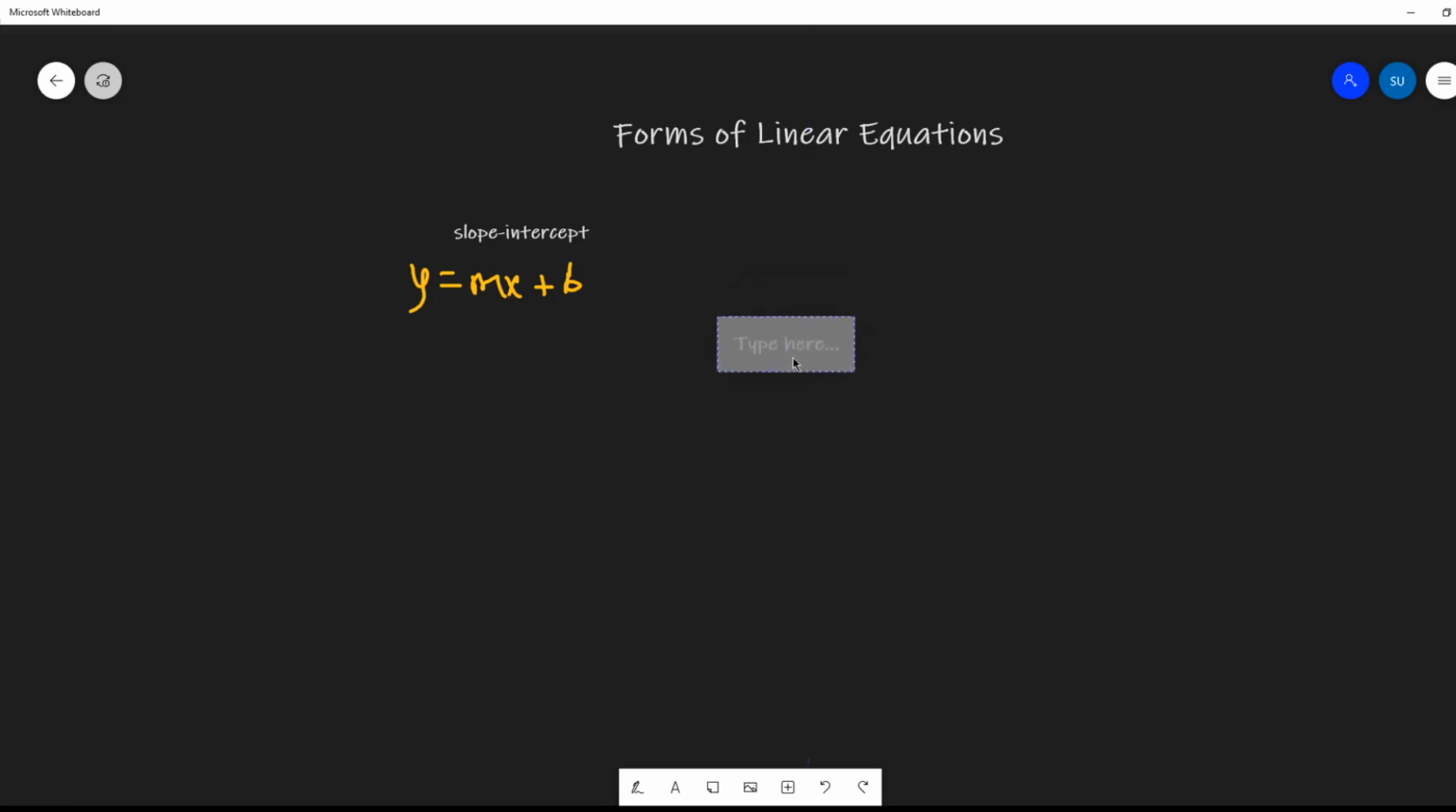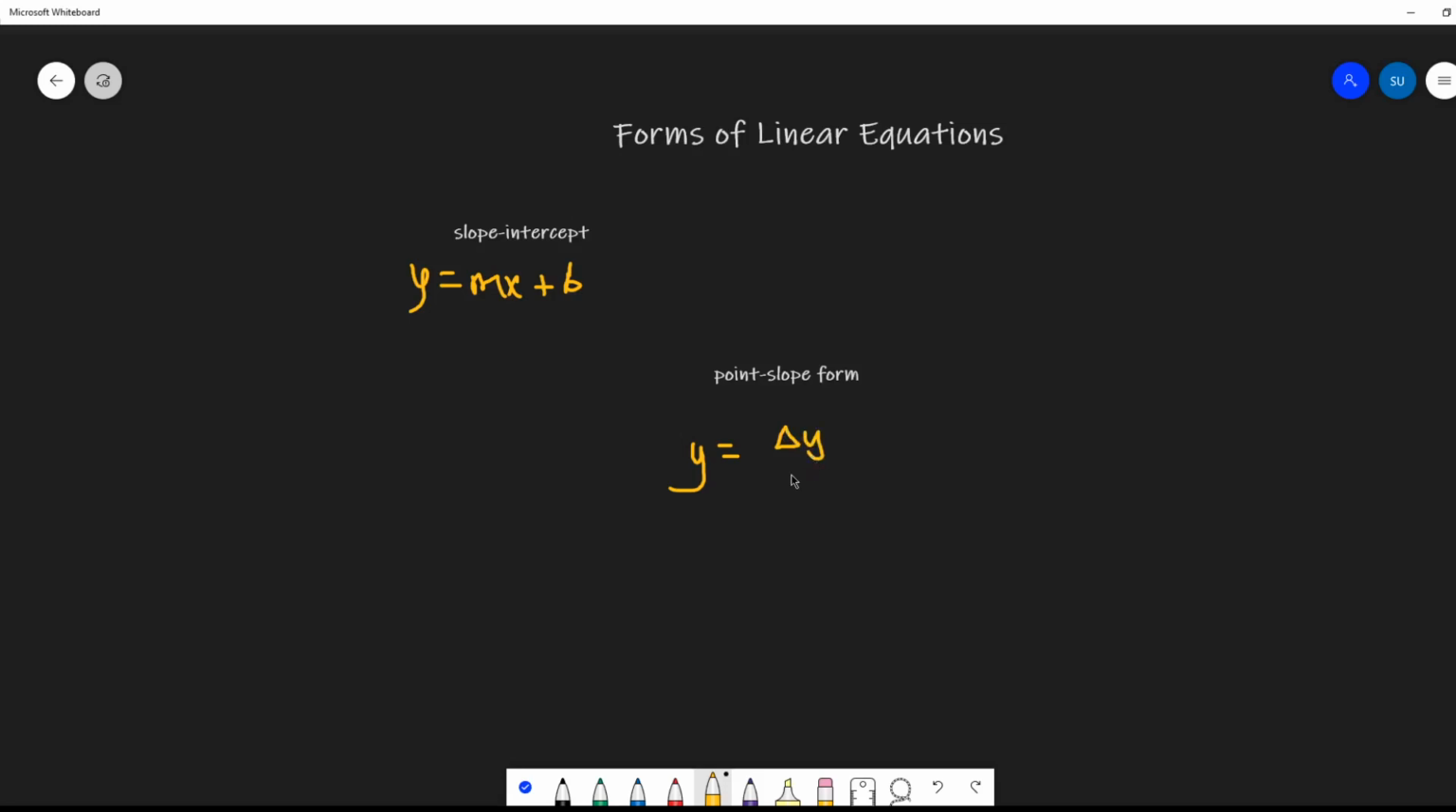So, point-slope form is actually derived from the slope formula, which we went over in the last video. And if you watched that, you would know that the way to calculate slope is, y equals delta y, or not y, sorry. I meant m, because m is the variable that's used to represent slope, right? So delta y over delta x.